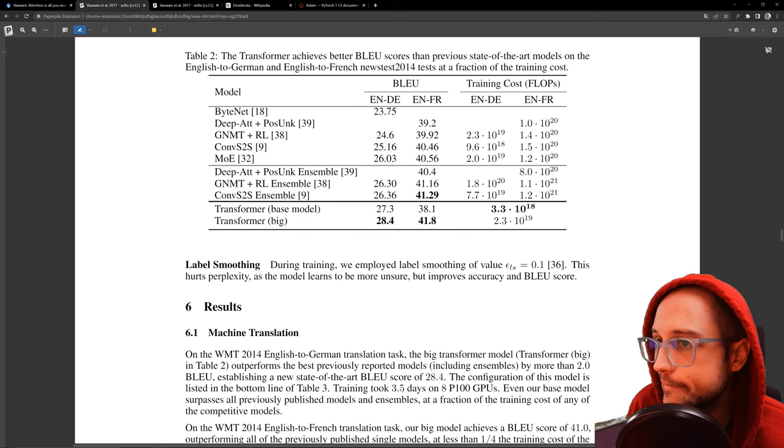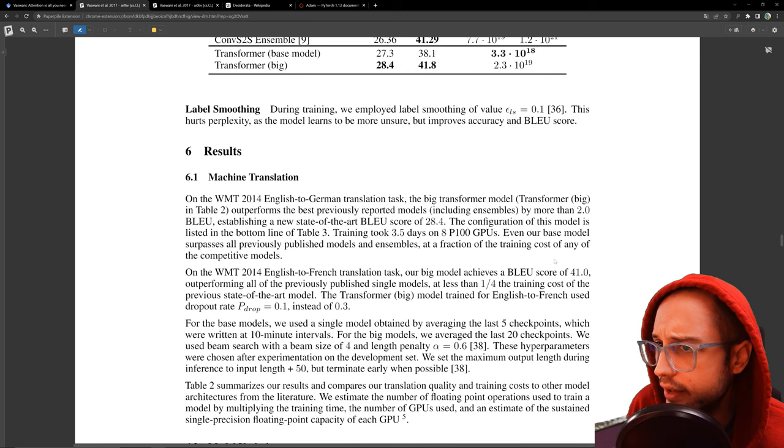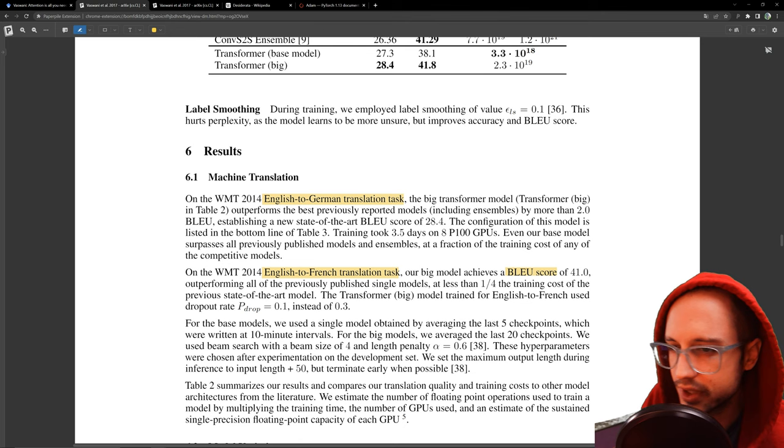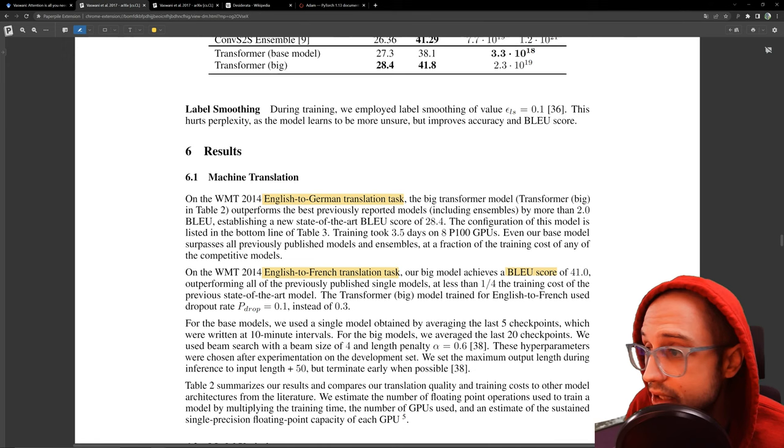All right, results. So basically, they're just training on this English to German translation task, and then also English to French translation task. The way these kind of LLM benchmarks are scored is with this BLEU score. I'm not really a language guy. I'm more of a computer vision guy, so I don't really know what these scores mean.